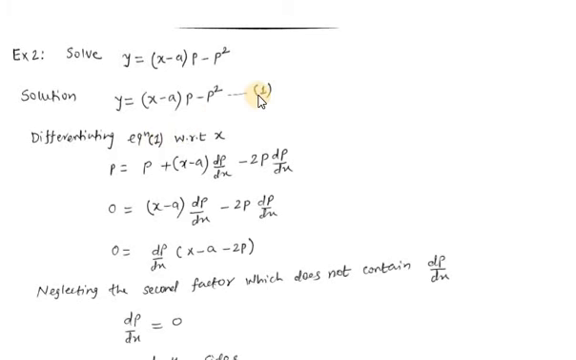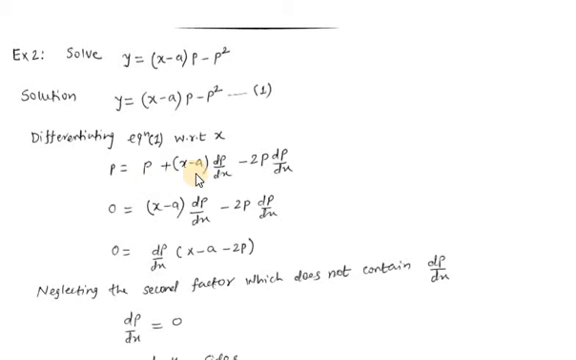Now differentiating this equation with respect to x, so it will become dy by dx, and dy by dx is p. Now applying product rule on (x minus a) into p as it is, and derivative of x is 1 and a is 0. Then after plus (x minus a) as it is, derivative of p, that is dp by dx. Then after minus derivative of p square is 2p, and again multiplied by derivative of p with respect to x, that is dp by dx.